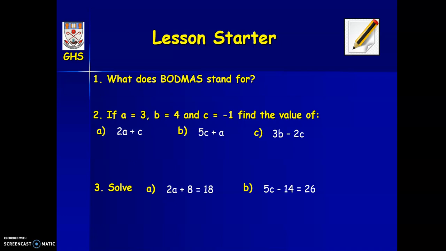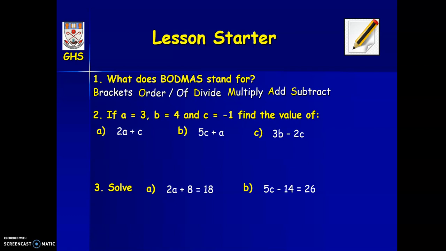Okay, question 1. What does BODMAS stand for? So hopefully everyone remembers this. This is the order in which we do calculations. So we would do brackets first, then order or of, that would be the power of a term, or for example, a percentage or fraction calculation. We do divide next, then multiply, then add, then subtract lastly.